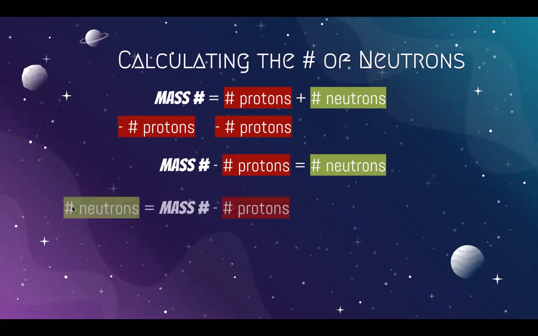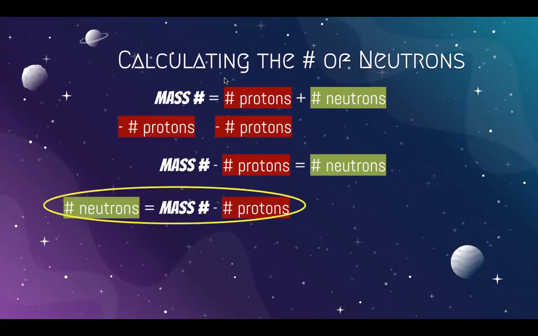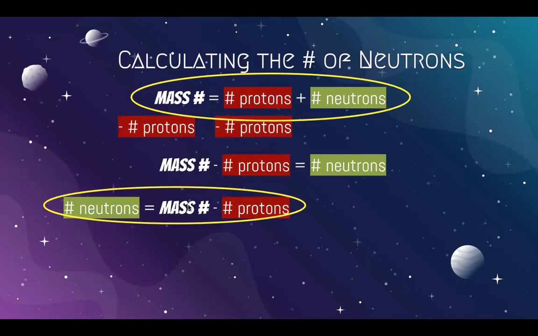neutrons. And I'll just rewrite it so that it's easier to visualize. And you can see this is just another way of rewriting this. And you should be able to solve for any one of these as long as you're given two of them.